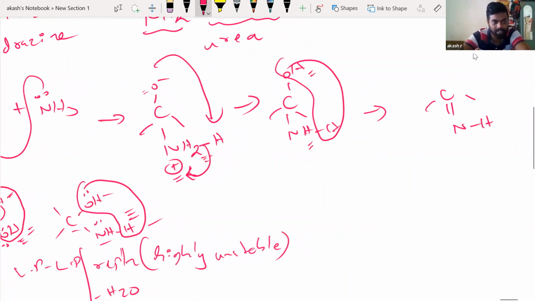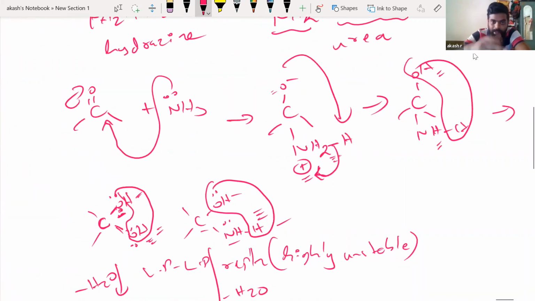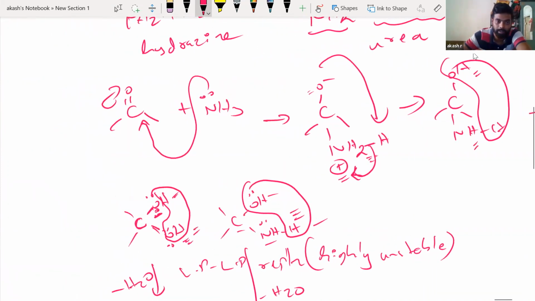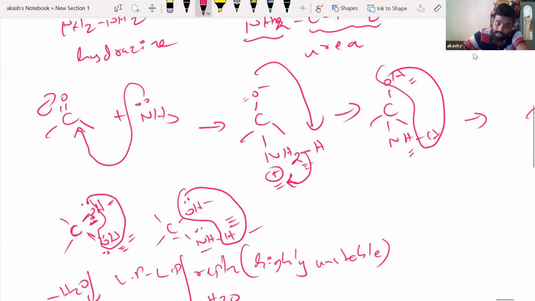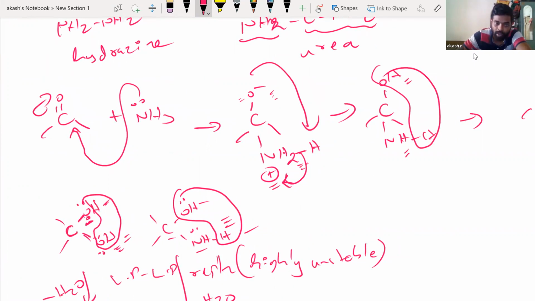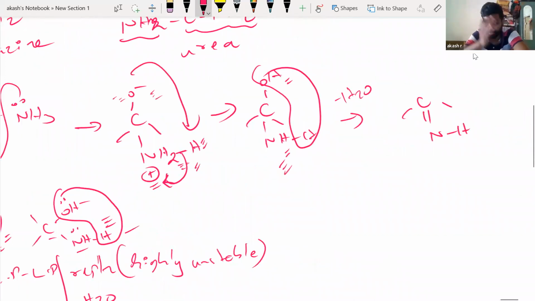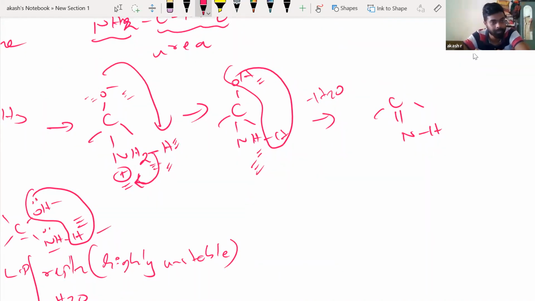So the first step is very similar. The first step is ammonia attacking as a nucleophile. The C double bond O breaks, so we form this O minus and NH3 plus. Now from this, I transferred the H plus from the nitrogen to the oxygen. So you form this kind of compound, and I told you these are unstable. The moment you form them, you remove a water molecule, minus H2O, to form these kind of compounds. This is what is going to happen for any ammonia derivative for that matter.